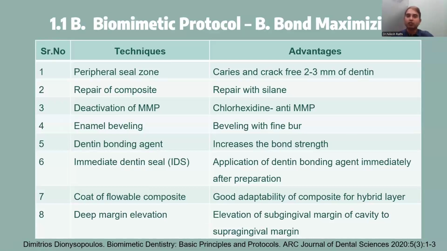So a composite restoration, especially a flowable composite, is placed in the basal area or maybe floor area which is lying subgingivally, and it is restored until the margin or the floor is raised above the gingival margin. So this is elevating the subgingival margin of the cavity to the supragingival margin. This is an important concept to increase the bonding strength of the composite restoration.